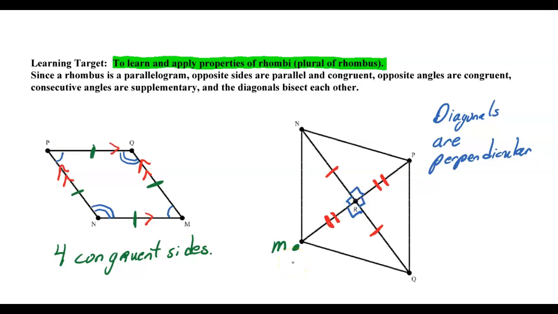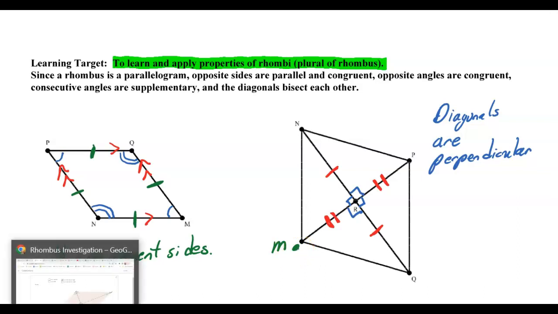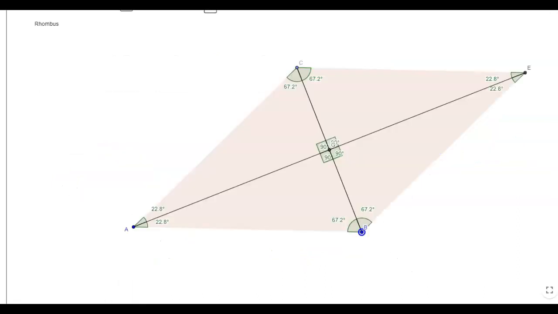So let's take a look at another property of a rhombus regarding the diagonals. There is a typo, so I changed the bottom left corner to M instead of N. And I'm going to use this applet again. Not only do we have 90-degree angles where the diagonals intersect, but if you look at angle CAB, we have 22.8, 22.8. Angle CEB, we have 22.8, 22.8. Likewise, we have 67.2, 67.2, and you can see my cursor hovering, 67.2, 67.2.